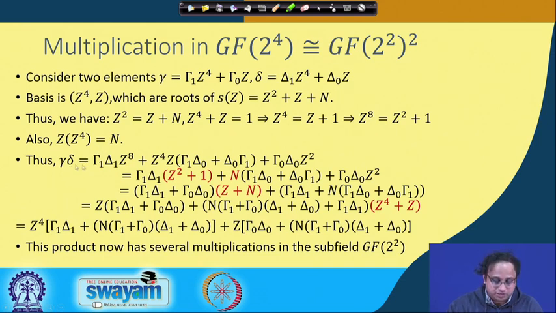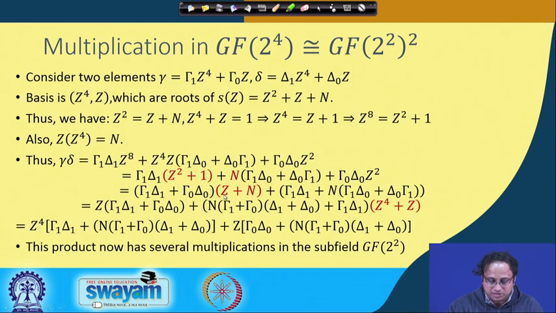If I do this multiplication, I will have terms like z^8, because z^4 and z^4 will get multiplied. I will have terms like z^4 into z, for which this will be my corresponding coefficient. And likewise, I will have delta0 into gamma0 z^2. Now I can replace z^8 as z^2 plus 1. I just take this simplification, that is z^8 is equal to z^2 plus 1, and plug it over here. The product of the roots is written as n, and I get this part.